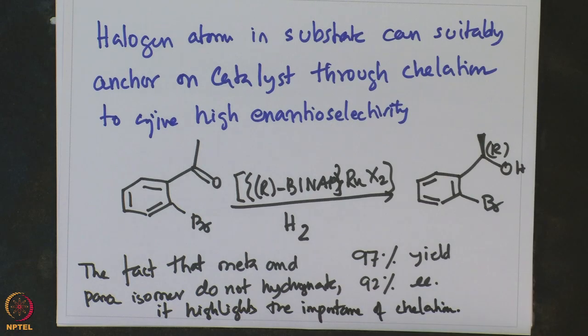So this is an important point in explaining the high enantioselectivity observed in case of Noyori catalyst, that there has to be a heteroatom bound chelation distant to the carbonyl moiety, which results in higher chirality transfer leading to higher enantioselectivity. So, in substrates where such chelation is not possible, for example, the ortho and the meta and the para substrates, such kind of hydrogenation does not proceed at all, which further highlights the importance of chelation in hydrogenation reaction.